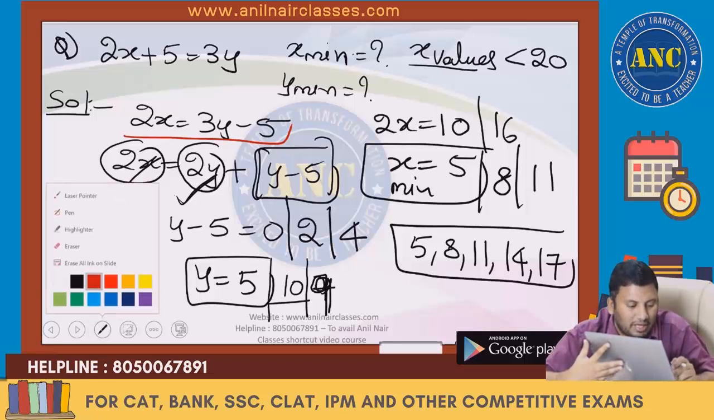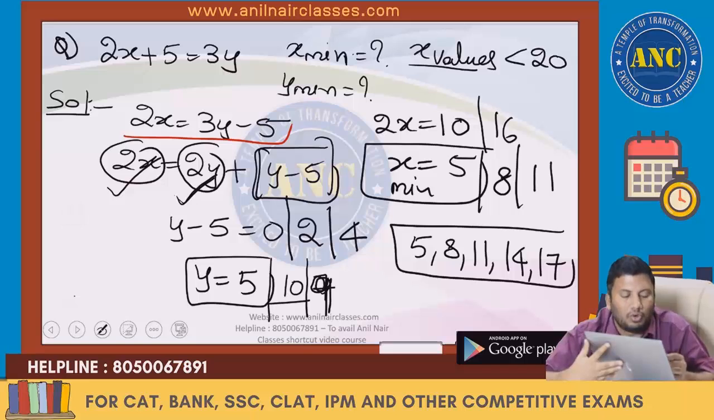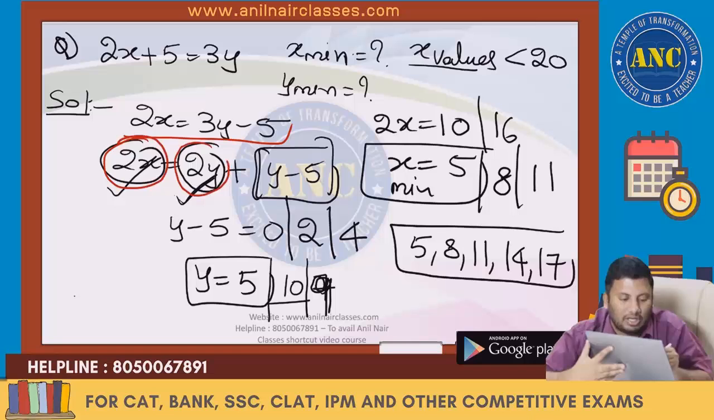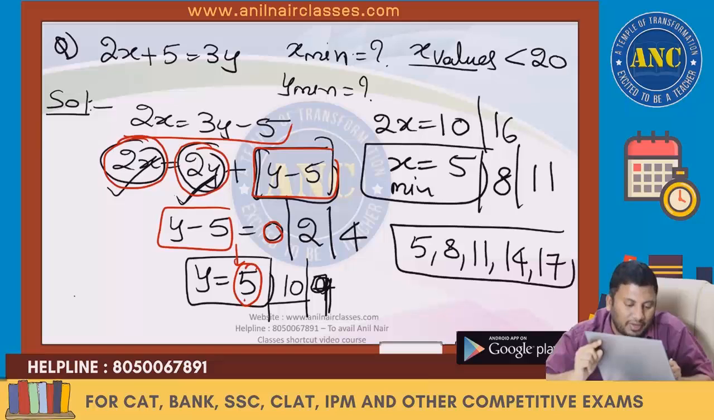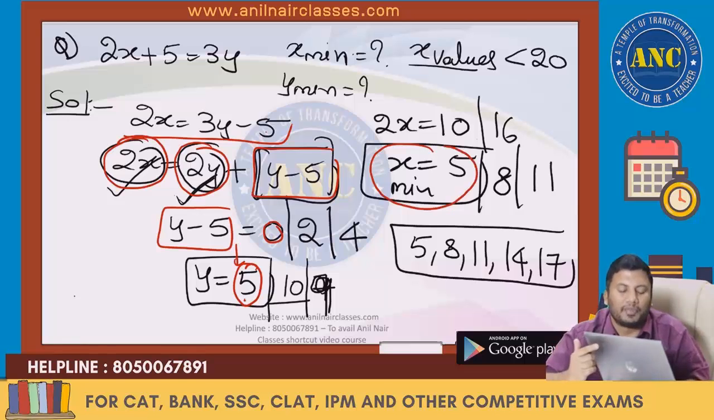2x is equivalent to 3y minus 5. So this will become 2x equivalent to 2y plus y minus 5. 2y is divisible by 2. Y minus 5 should be divisible by 2. Lowest it is 0. Y minus 5 is 0. Y is 5. If y is 5, 15 minus 5, 10. 2x is 10. X minimum is 5.